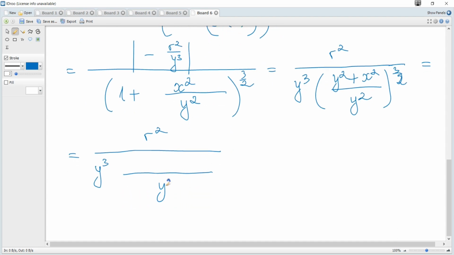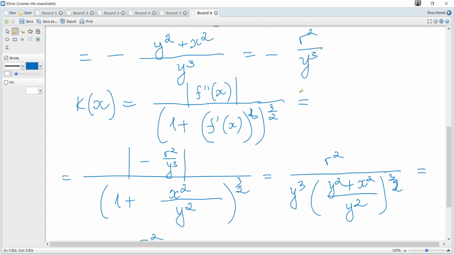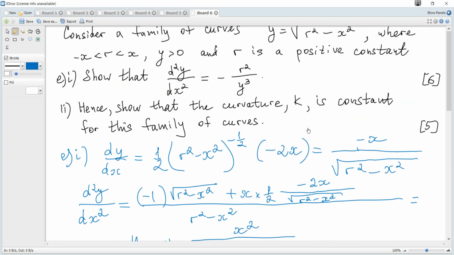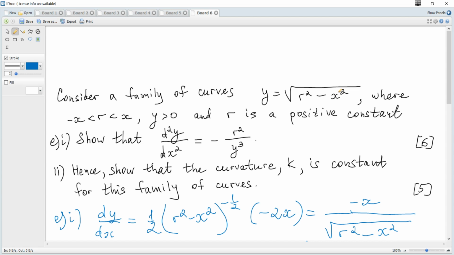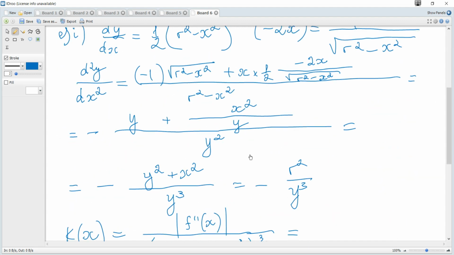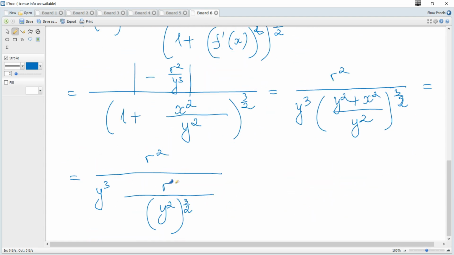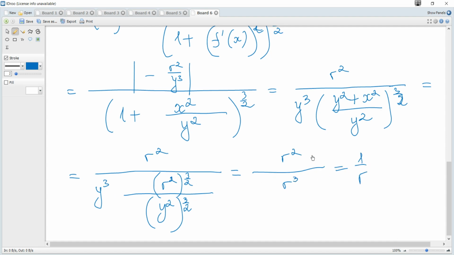So it becomes y squared plus x squared, all to the power of 3 over 2, and y squared plus x squared, it's what? Since y squared is r squared minus x squared, y squared plus x squared is r squared. So it's r squared to the power of 3 over 2, and it becomes r cubed. You can see that y cubed cancels, and it becomes r squared over r cubed, so it's 1 over r.